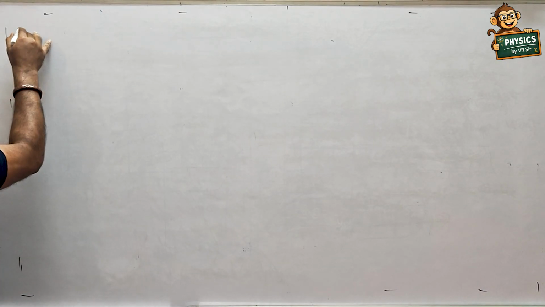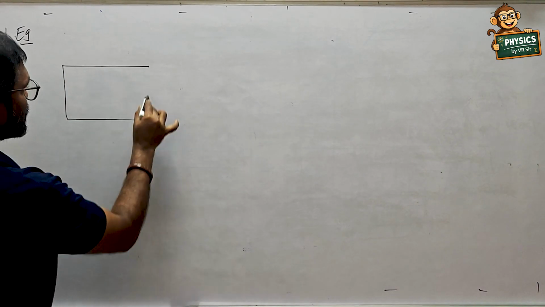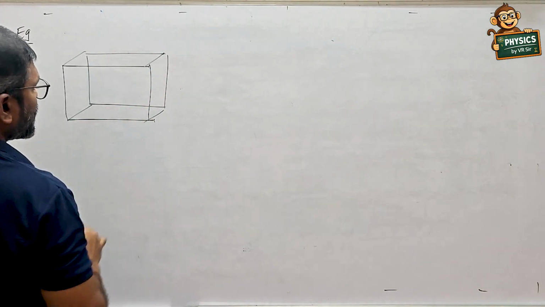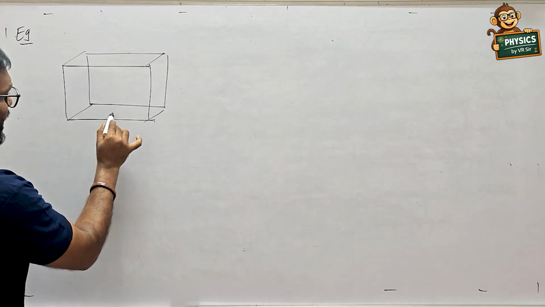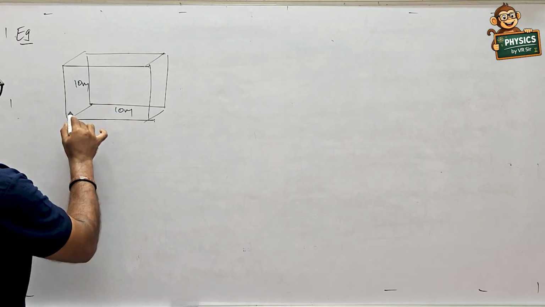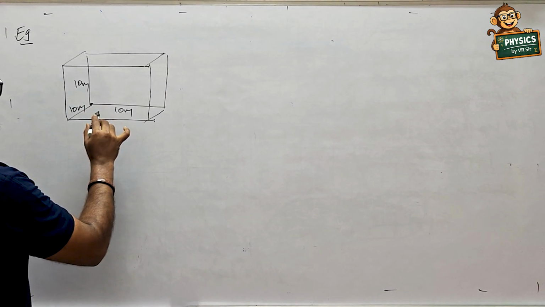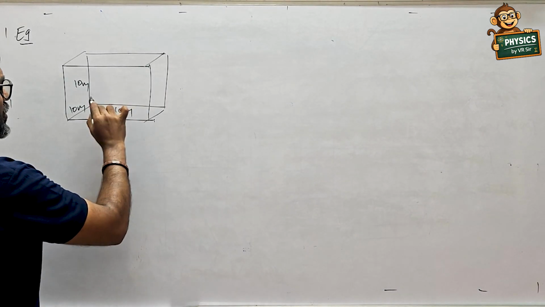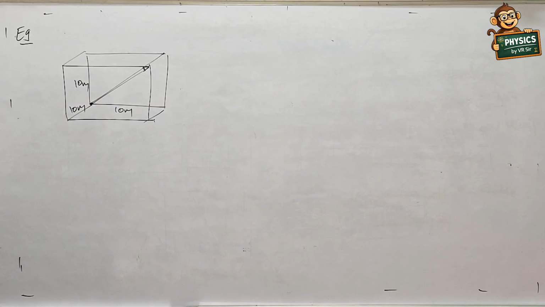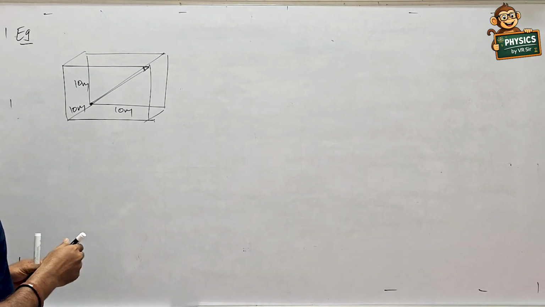So next example, let's take there is a room whose dimensions are given like it's 10 meters, 10 meters and 10 meters. Now there is a fly. It's just flying from this corner to the diagonally opposite corner. Then what could be the displacement?